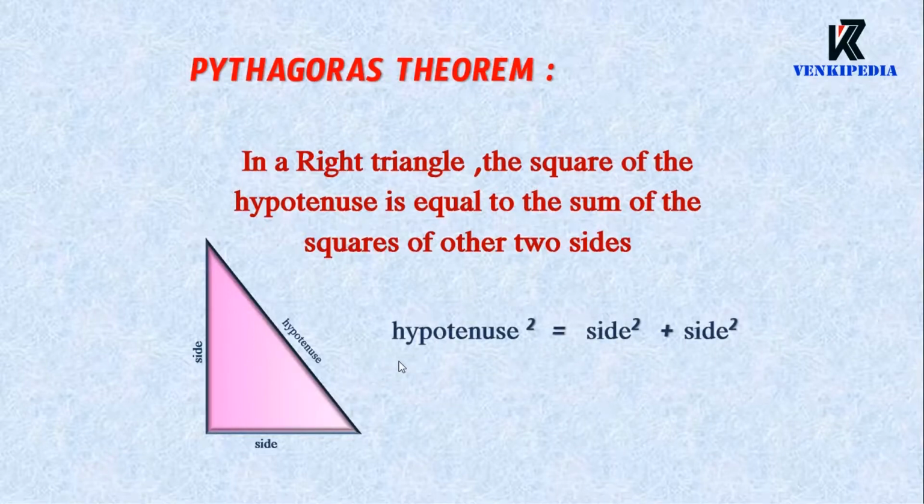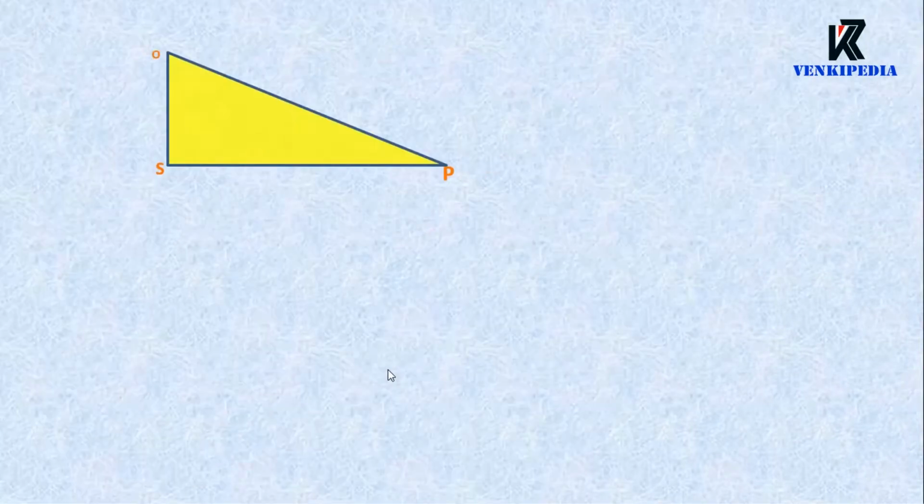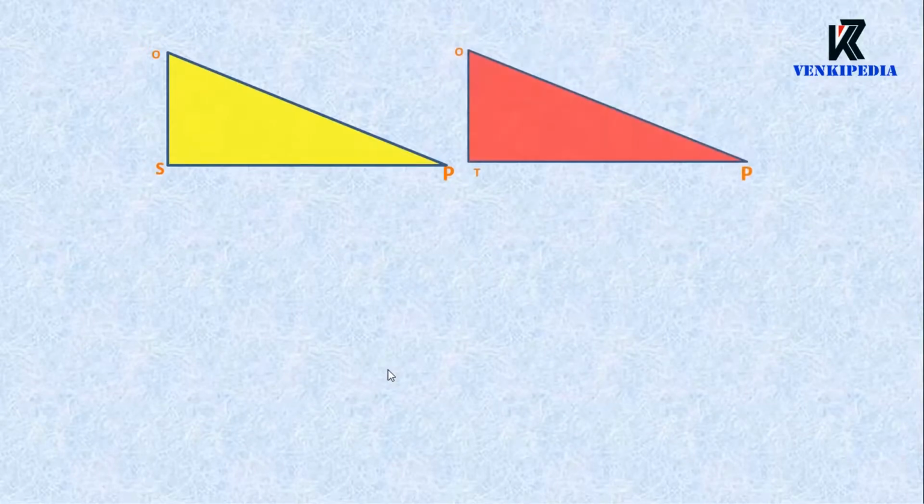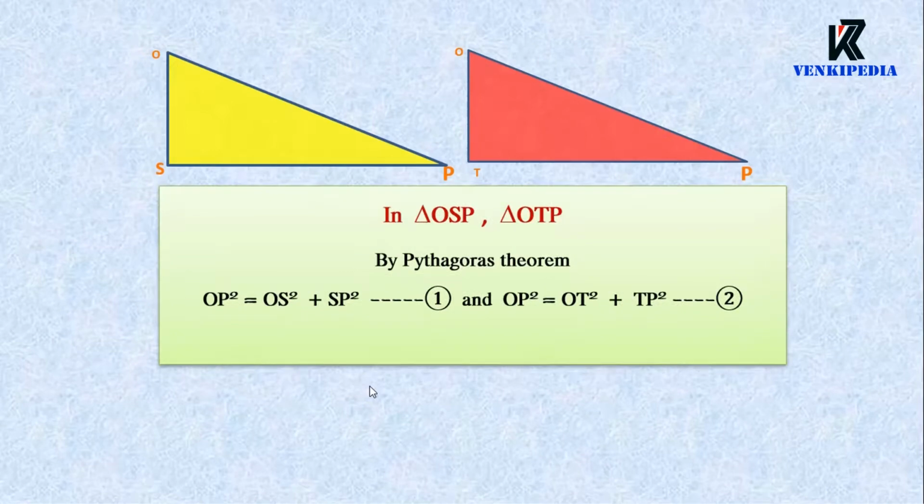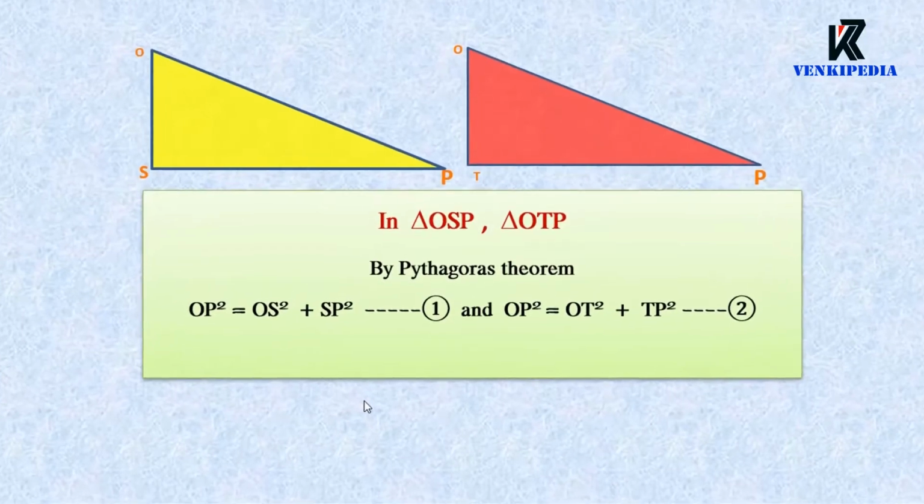In the earlier proof we said that the two triangles formed by joining the two tangents with the radii of the circle are triangle OSP and triangle OTP. Here triangle OSP and triangle OTP are two right triangles. In the first right triangle OSP, OP square is equal to OS square plus SP square. In the second triangle, OP square is equal to OT square plus TP square.